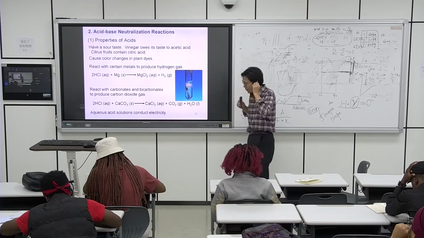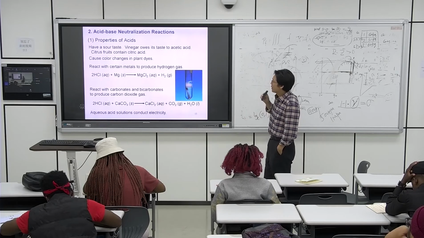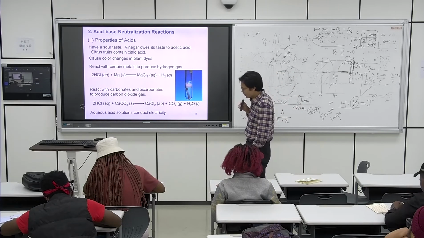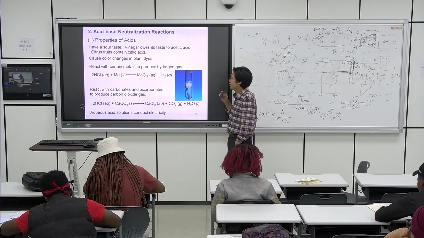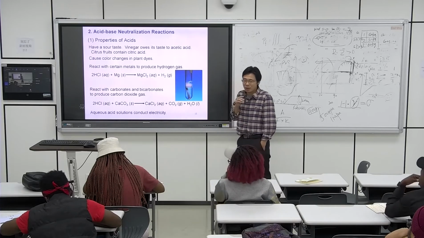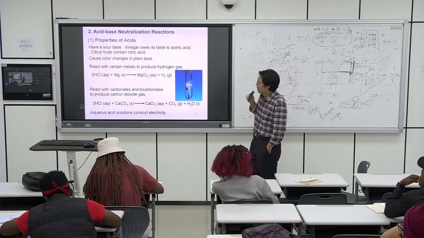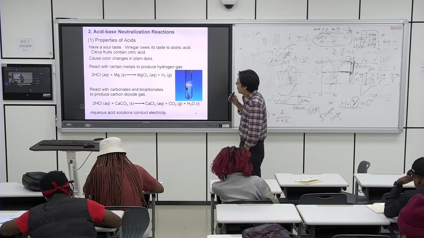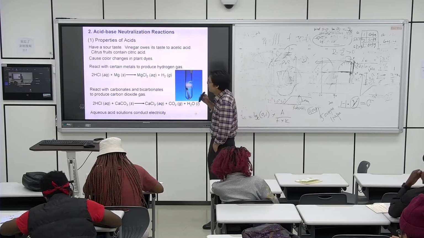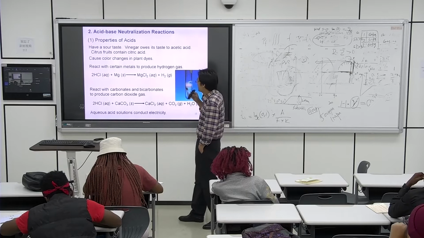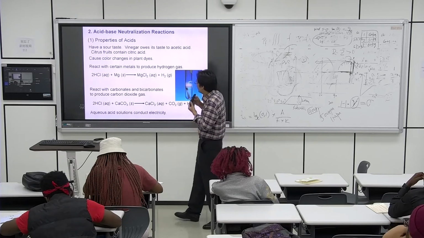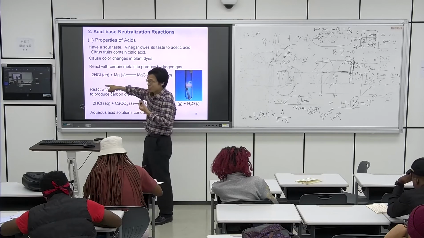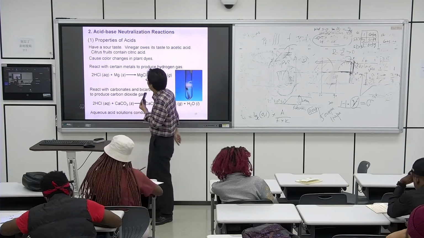Okay, the second one is about acid-base neutralization reaction. You know, for substances, some are acids, and some are bases. So for acids, they have some common properties. We know, so this is acid, right? This is acid. This is also a strong acid.